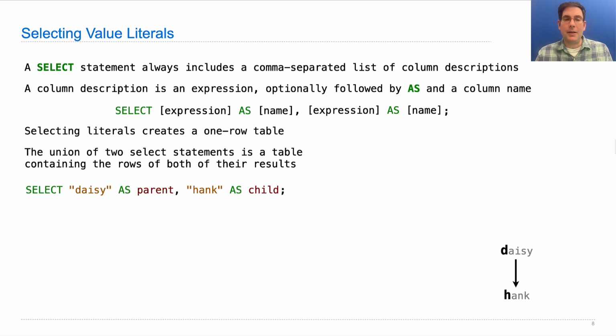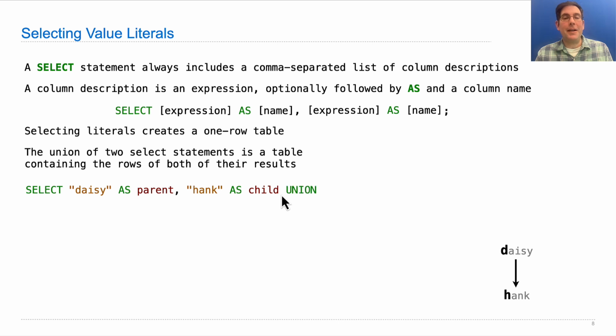So here we are. I'm going to keep track of the parent and child of a bunch of pretend dogs. Let's just pretend I'm a dog breeder. And I've picked some common names of dogs like Daisy and Hank. And it turns out that I'm building a database to keep track of who was the parent of Hank. Oh, it was Daisy. This would create a one-row table, which is really boring.